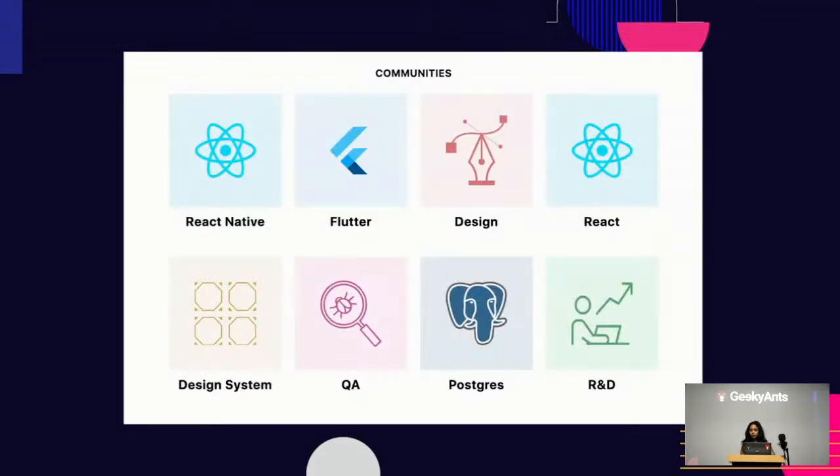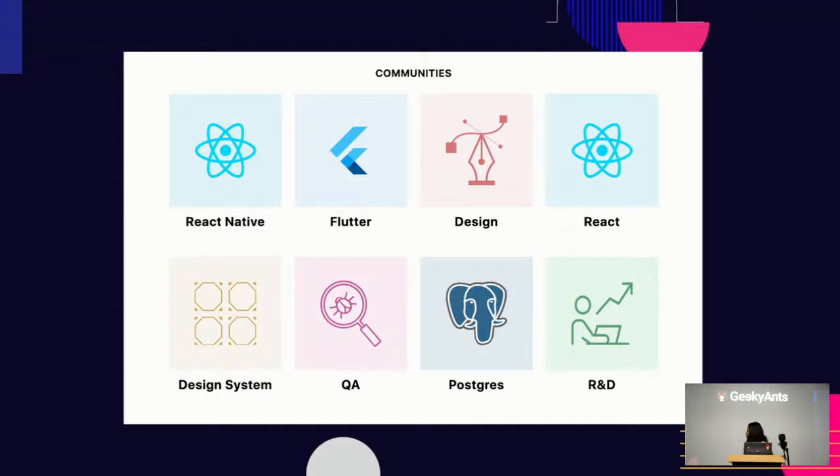Just to give you a brief about GeekyAnts, what are we about? GeekyAnts is a young product and service company based in Bangalore. We do anything and everything related to web and mobile app development, and we are extremely passionate about building top class products for our customers. And also, we are extremely community driven. We have gotten a lot from the community, and that's why we thought of giving the community back as much as possible. These are the collection of the active communities we have right now at GeekyAnts.